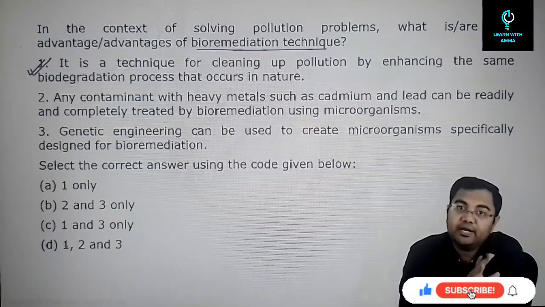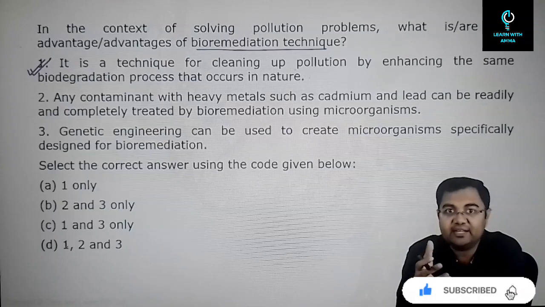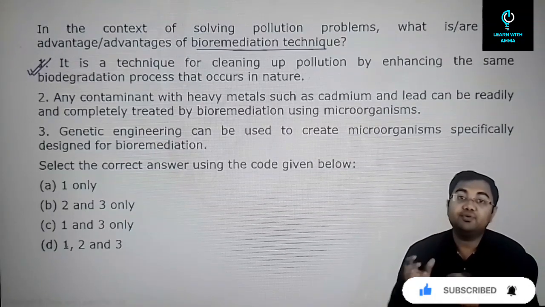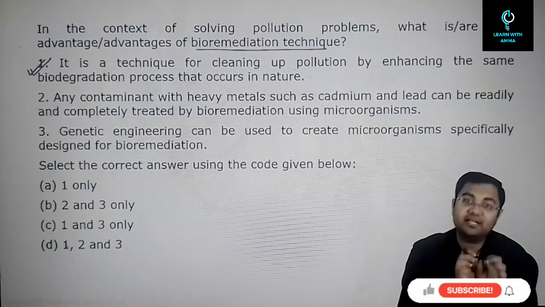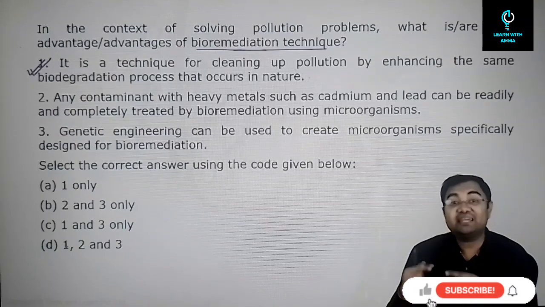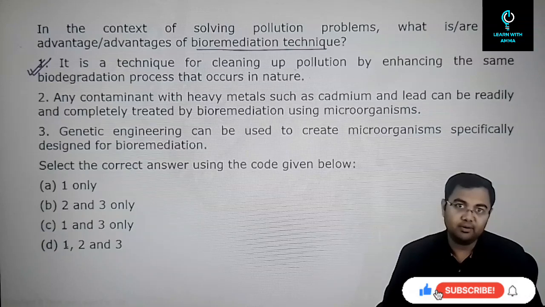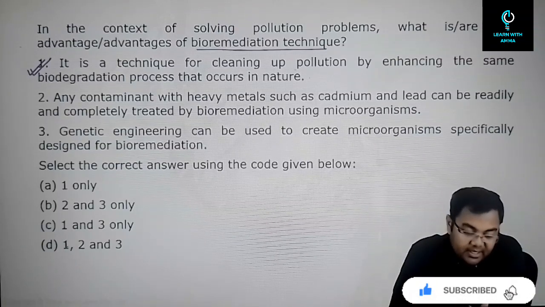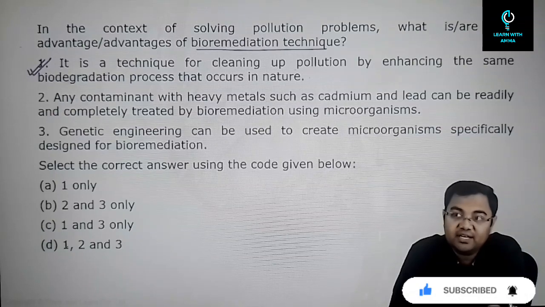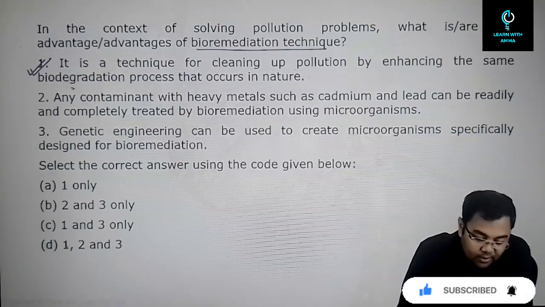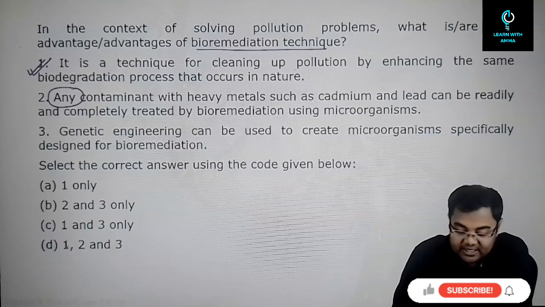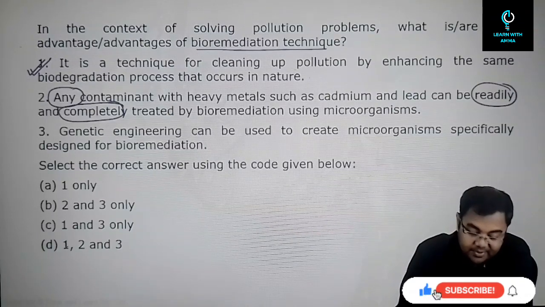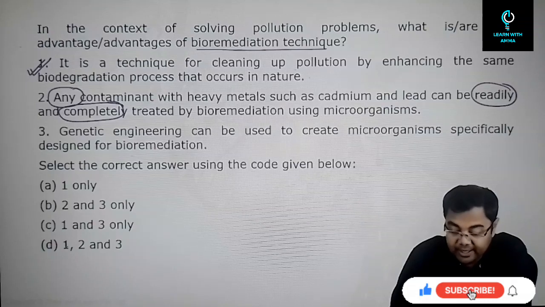For example, if you go back to biosparging and bioventing techniques, in both cases microorganisms could have worked, but we were providing them extra nutrients, oxygen, etc., so that we can enhance the activity of these microorganisms. So that's why this is correct. Look at the second statement. There are many points here which are extreme points. Any contaminant with heavy metals such as cadmium and lead can be readily and completely treated by bioremediation using microorganisms.